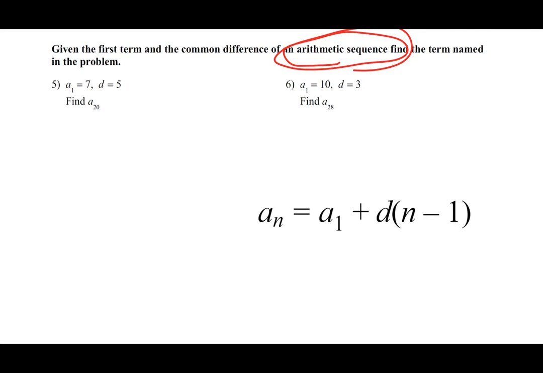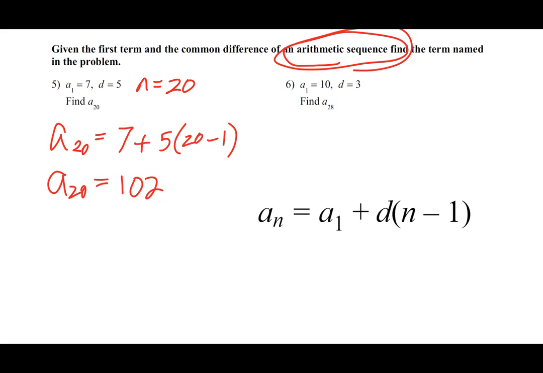So just plug in. We're looking for a sub 20, so n is 20. Use 20 for the n in the a sub n formula. Plug in the numbers, multiply it out, just type it in the calculator, and you get 102.